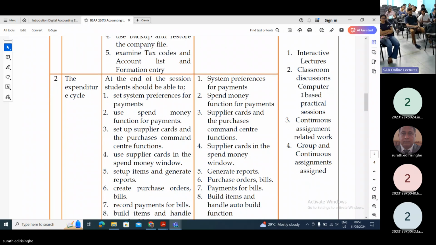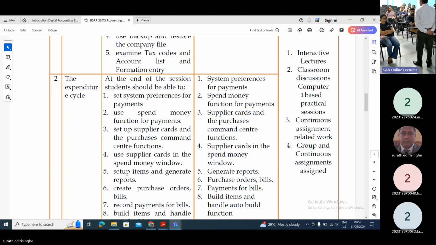Classroom discussion based on the computer in practical session. This subject, today and next day, 1 hour or 1.5 hours only, we discuss on the theory part. Then until the last day, we will discuss on the practical in the computer lab.